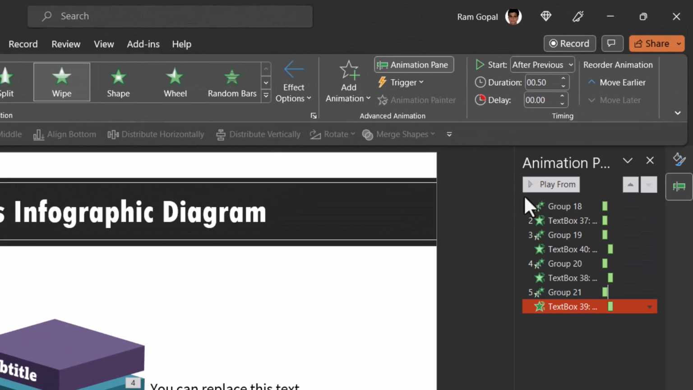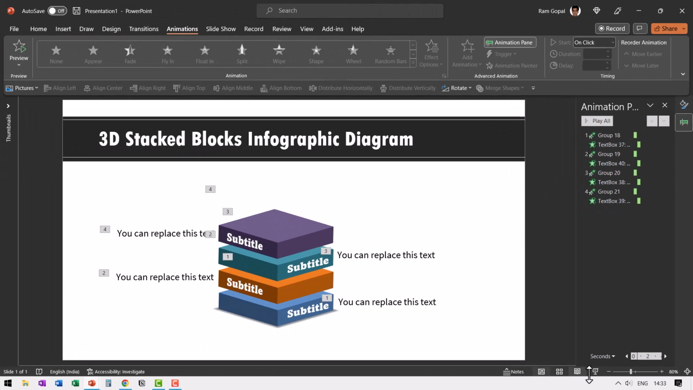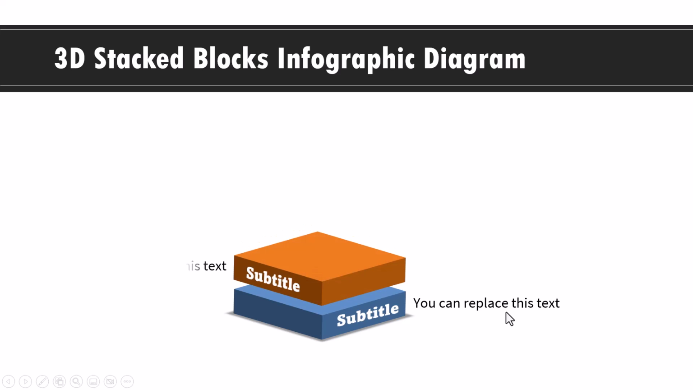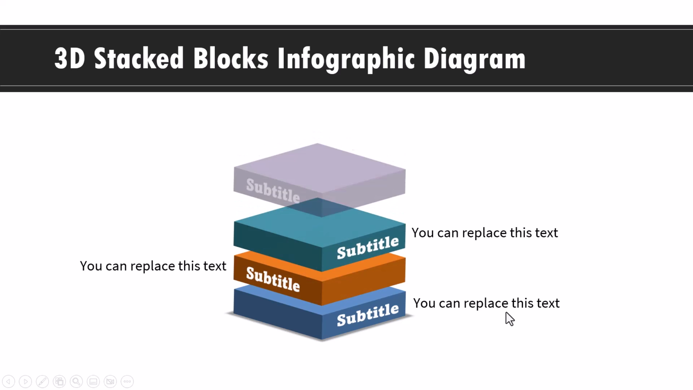When I go to the animation pane, you can see that these are all the animations. Naturally the second one needs to happen after previous, so there's a small correction there. Now when I go to slideshow, this is how the animation plays. The first one with the label, the second one with the label, third one, and the fourth one.